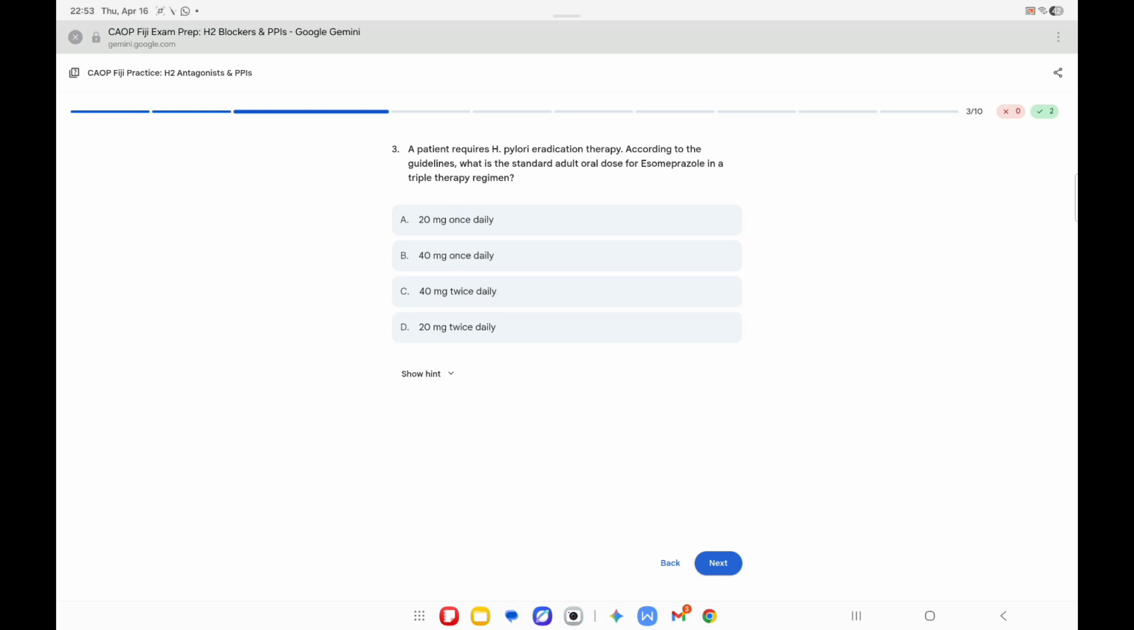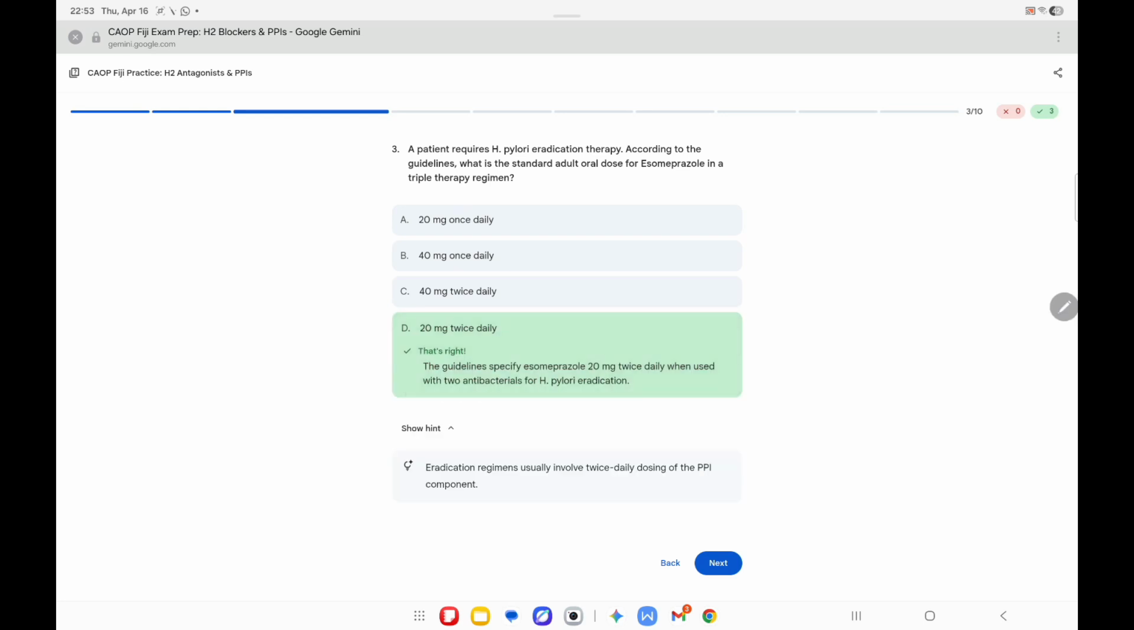Let's ask for a hint. Eradication regimens usually involve twice daily dosing of the proton pump inhibitor. So I'm sure about twice daily dosing, but is it 40 or 20? I think it will not be that vigorous a treatment. So 20 milligram. Okay, 20 milligram is the right answer.